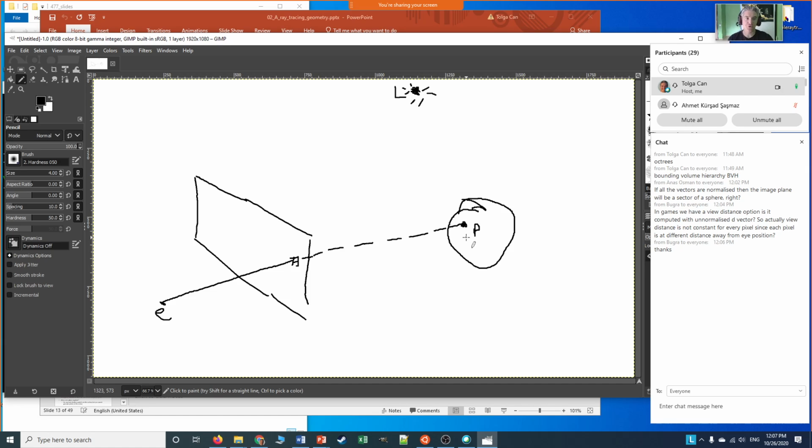Now, I want to determine whether P is in shadow or not. What should I do? There's a single light source here. Forget about reflection from other objects. Just what's shadow? When is this point P in shadow? You can write your answers in the chat box.